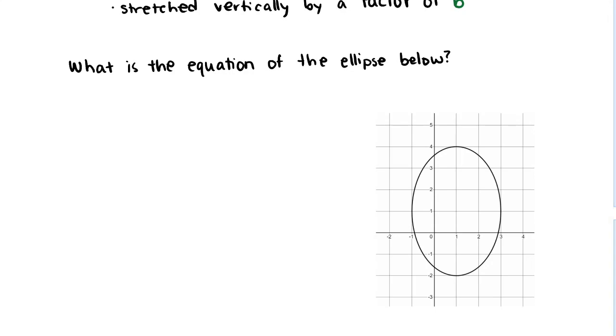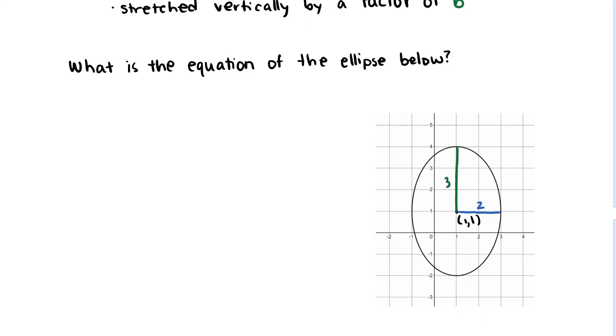Well, we can see that there's a center point of 1, 1. And if we imagine taking a unit circle and stretching it out to get this ellipse, it would be stretched by a factor of 2 in the horizontal direction, and by a factor of 3 in the vertical direction.